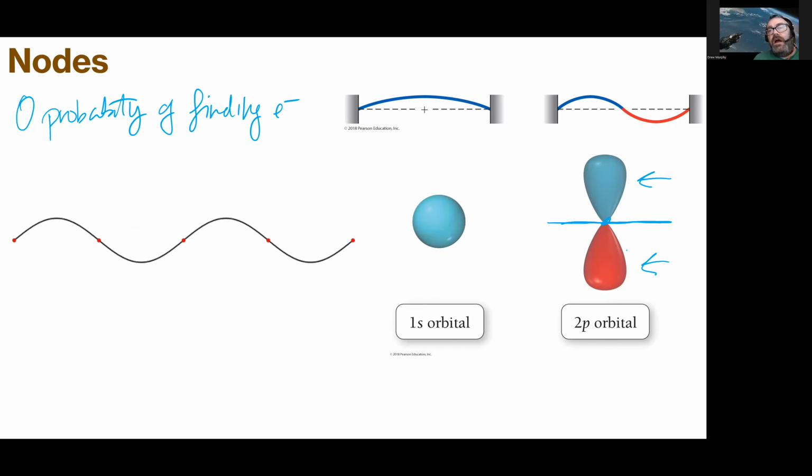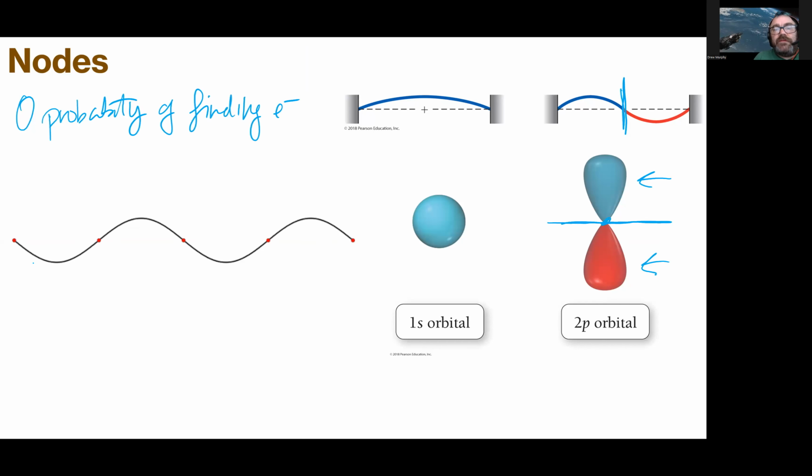The s orbital is spherical. There are 0 nodes in this. The node is officially where your wave function crosses 0. So if this is our wave function, every node is where this crosses 0. There's no wave characteristic there because the value is always 0.